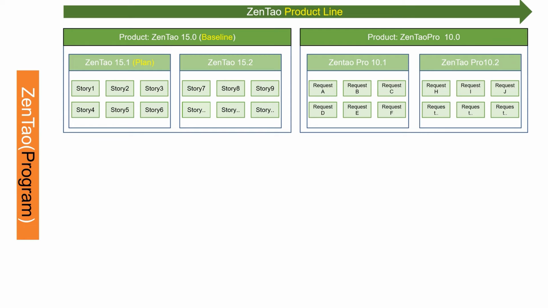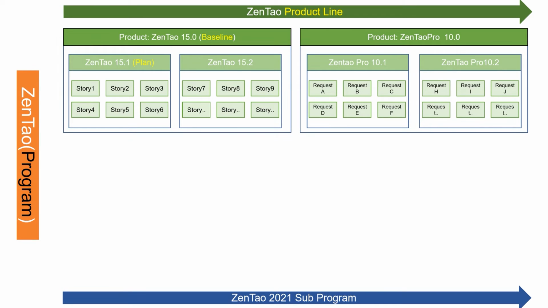After a plan is made, create subprograms based on time, schedule, etc. I have created a subprogram called Zentao subprogram 2021, which consists of several projects. The example here is divided by programs according to the product and the time.